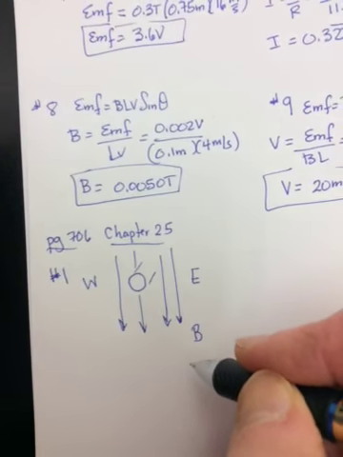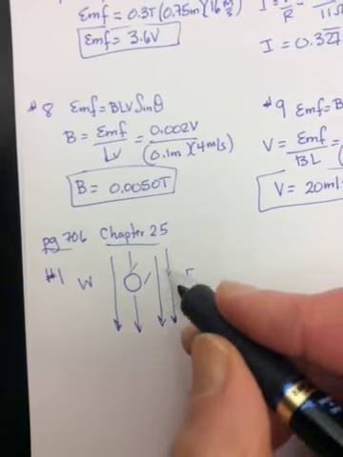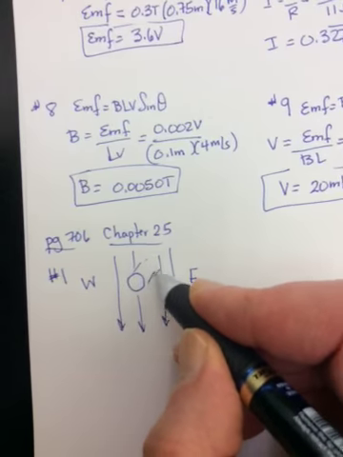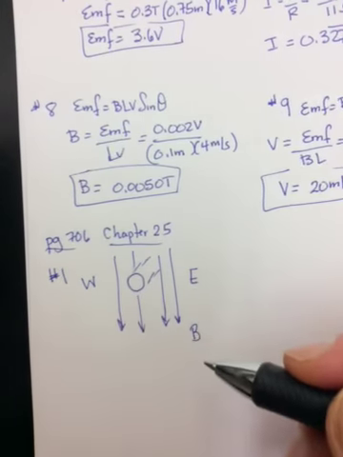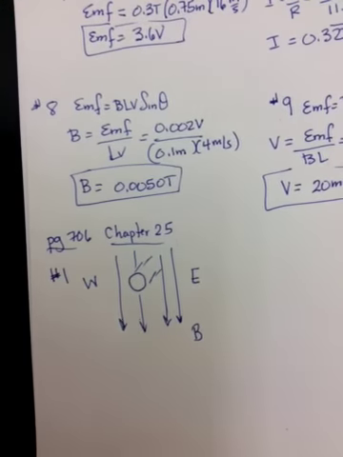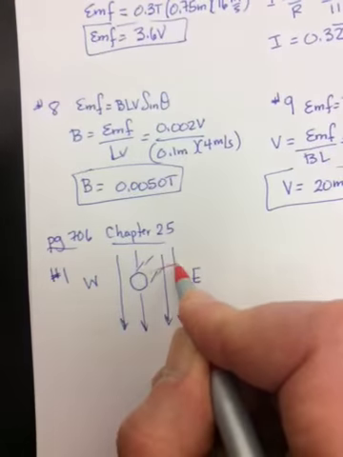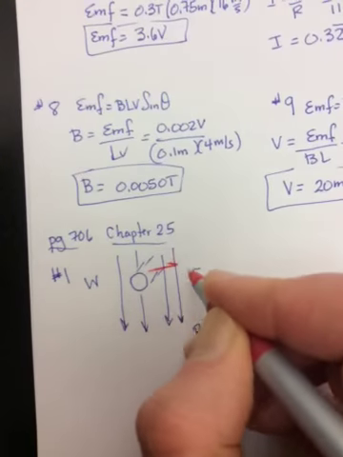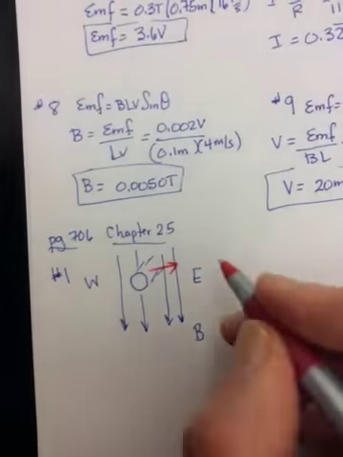And it says, what is the direction of the induced current? Remember, your textbook always assumes conventional current. And it says that the wire is being moved towards the east. The wire is moving this way. Okay, so this is V.